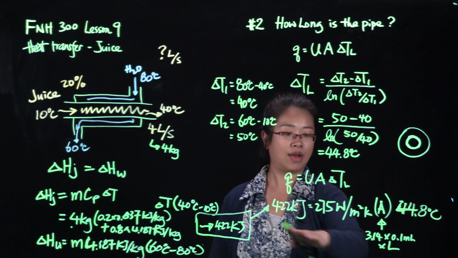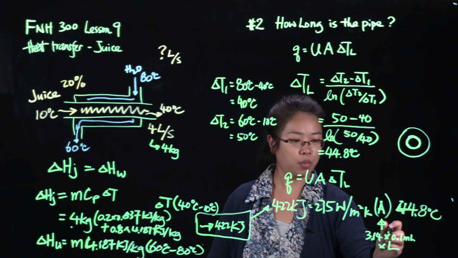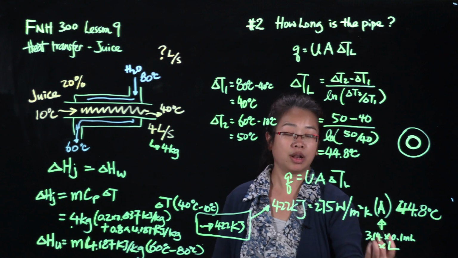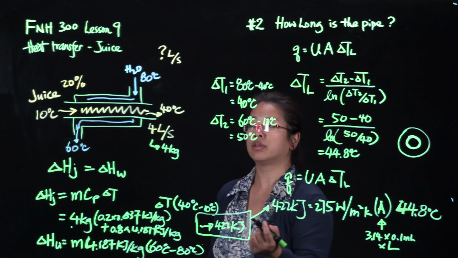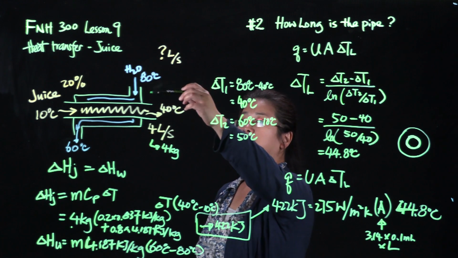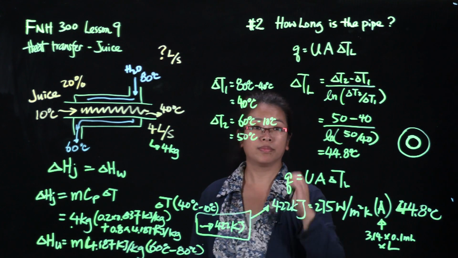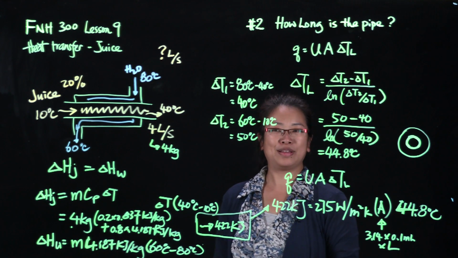So again, we have one single equation here with one single variable, and we will be able to calculate the length of the pipe that is needed to allow the transfer of energy from the hot water to the juice at 4 liters per second.